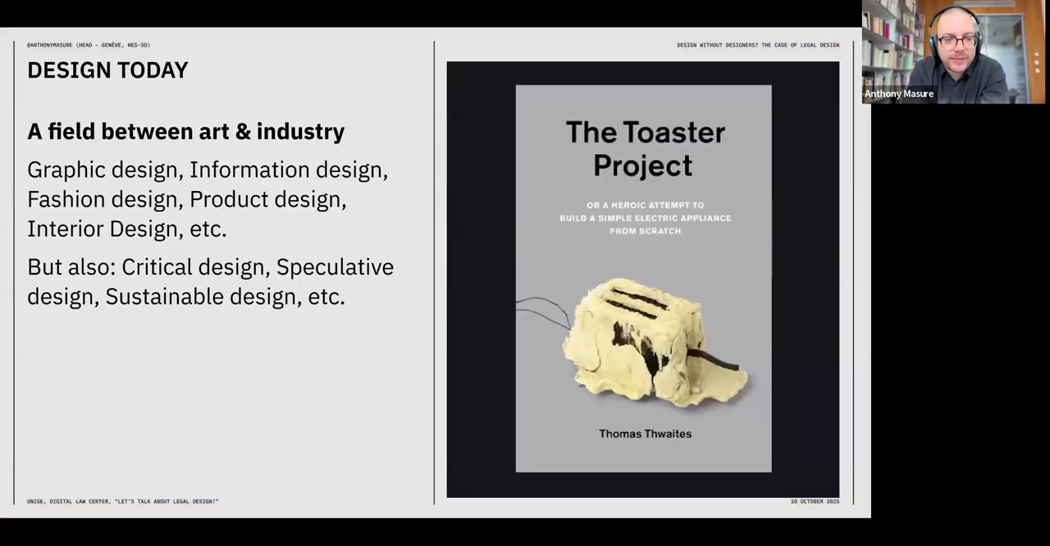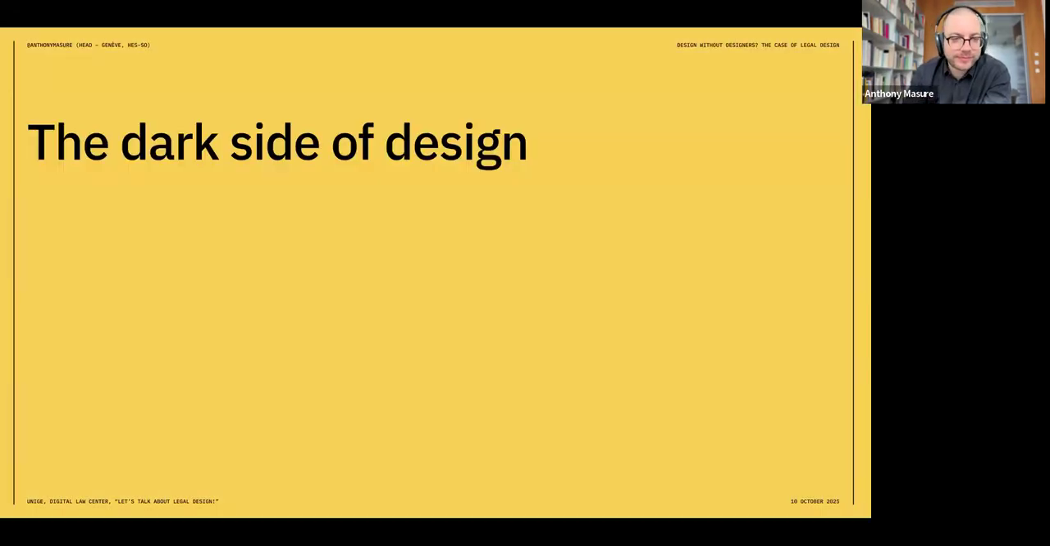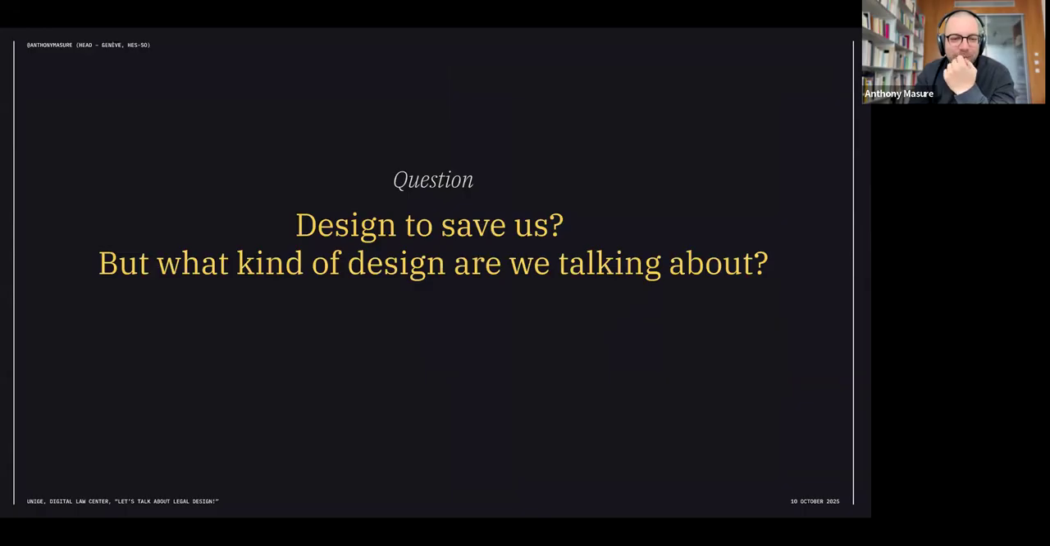Today, design is bigger than before. It contains a lot of things: graphic design, information design, fashion design, product design, interior design, and so on. But also, for 10 to 20 years now, critical design, speculative design, sustainable design, and maybe legal design. But before going to legal design, we have to look into the dark side of design. That's also a provocative title, with another sub-question: can design save us? And what kind of design are we talking about?